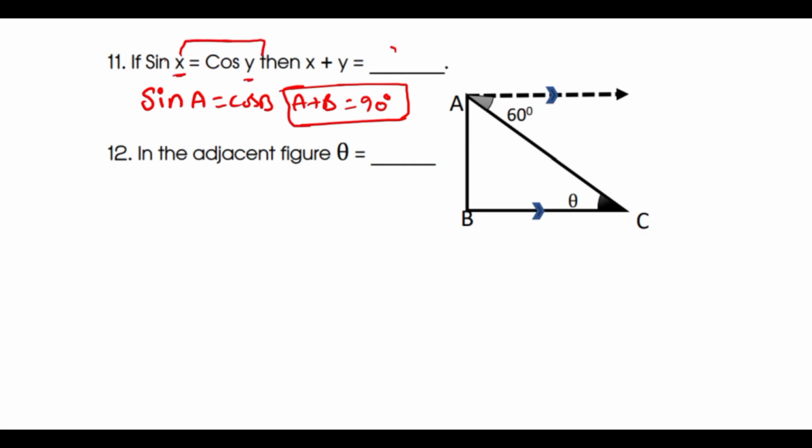In the adjacent figure, what is theta? These two are alternate angles, this one and this one. So theta is equal to 60 degrees. These are 1 mark questions. Now we will discuss the 2 mark questions.